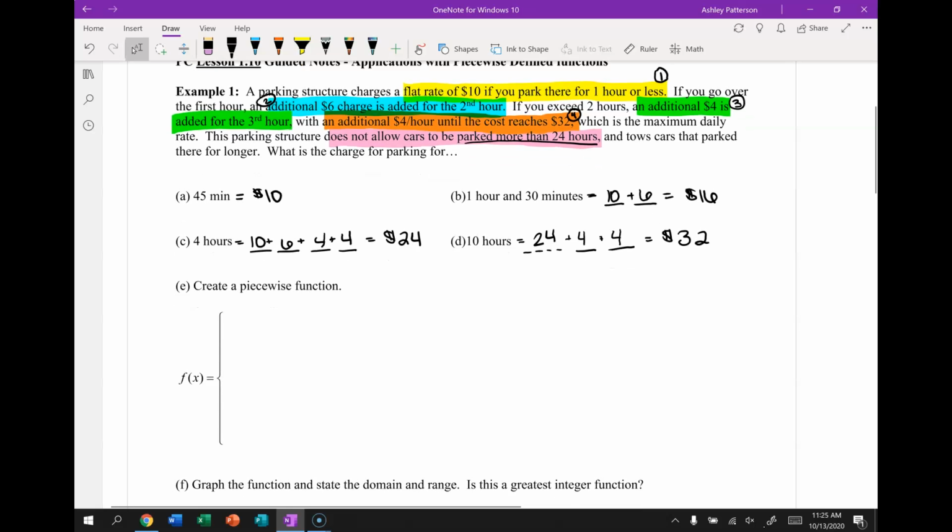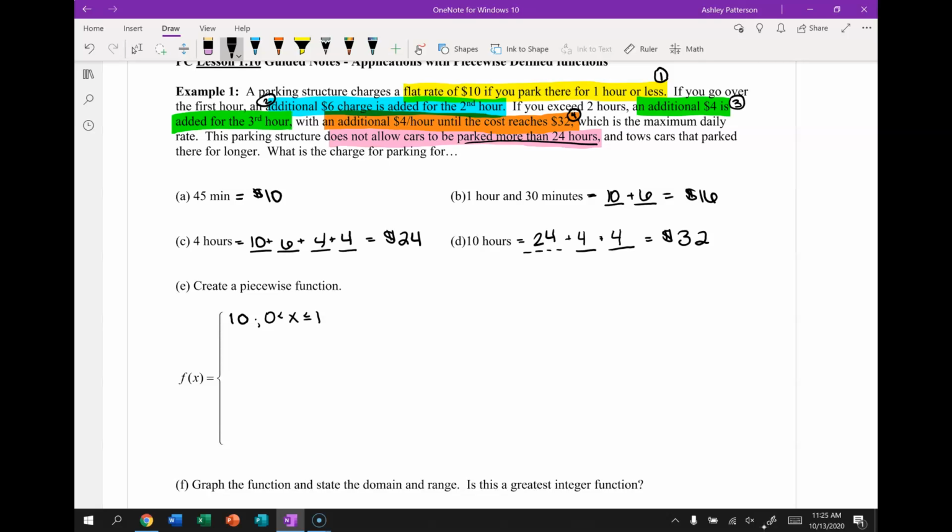How do we put this into a piecewise function? Well, let's do it together. All right, for the first hour, we're going to pay $10. And that's when, let's set x to be the number of hours we park, anywhere from 0 to an hour. And I'm not going to say equal to 0 because it doesn't make sense for us to pay if we don't park, right?